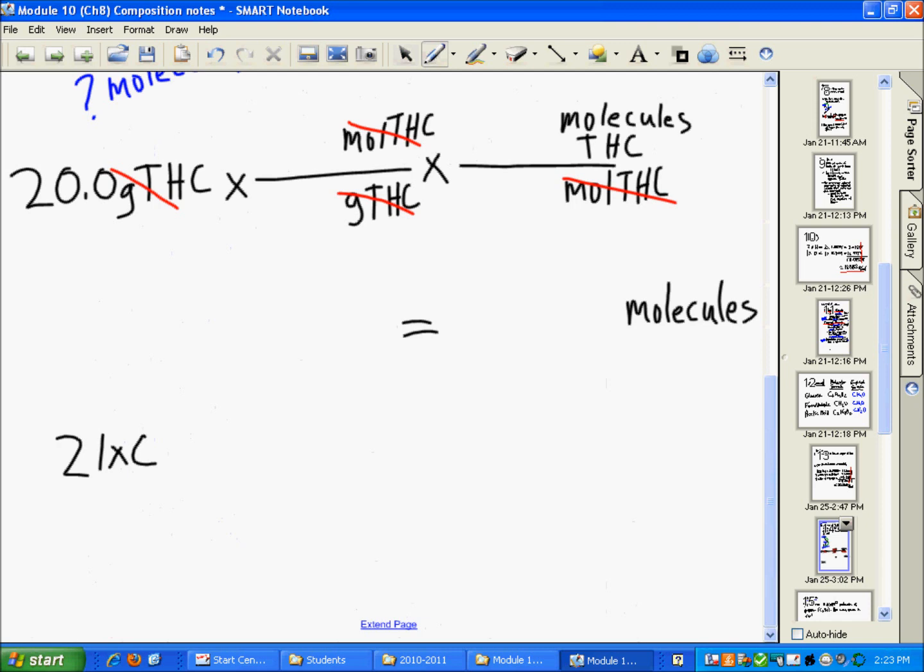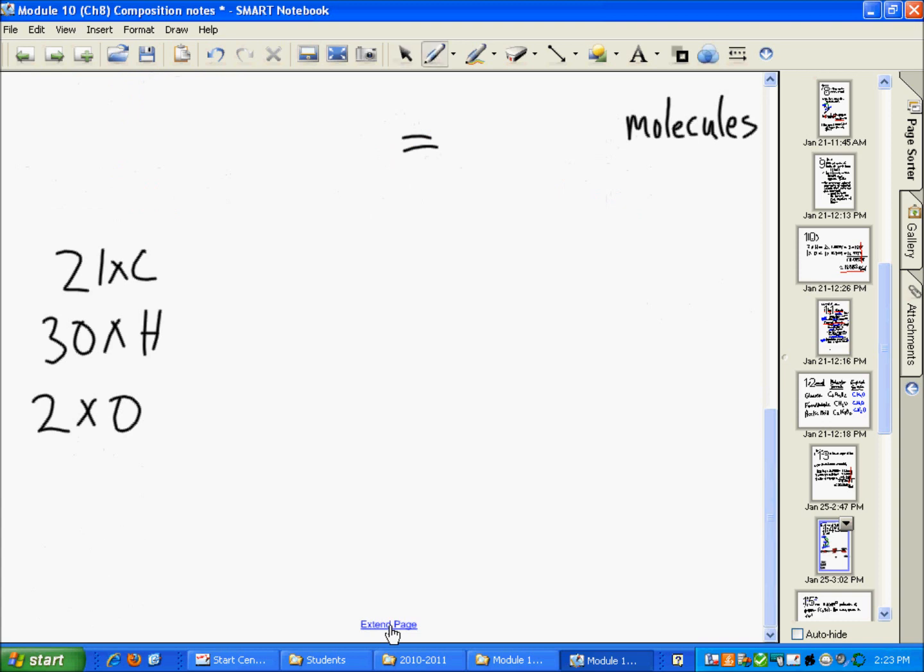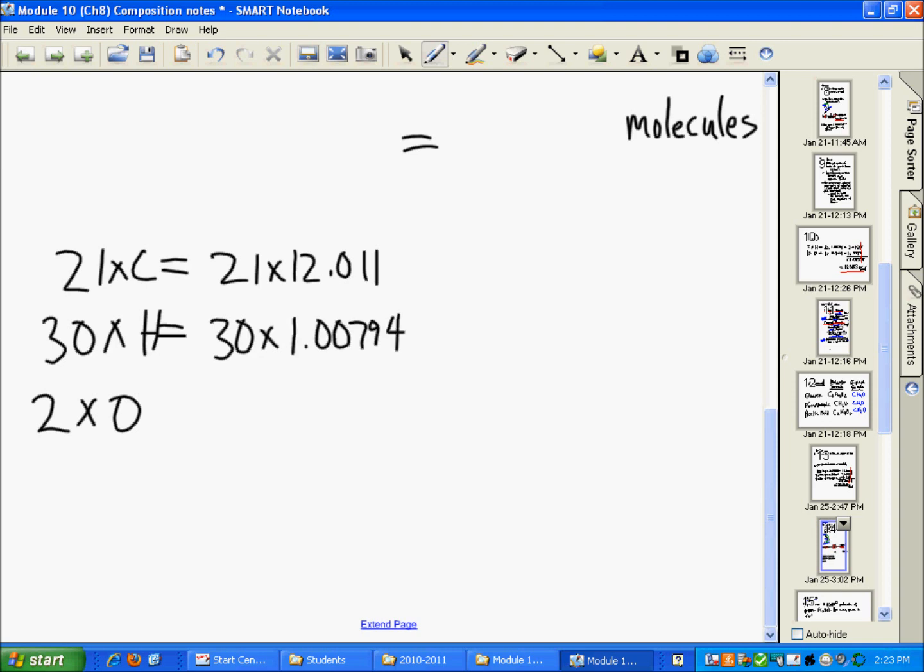So we need 21 carbons, 30 hydrogens, is that right? And 2 oxygens? And we know by now that carbon is 12.011. And if I remember correctly, hydrogen is 1.00794. And oxygen is 15.9994. Rachel's got it, 15.9994.